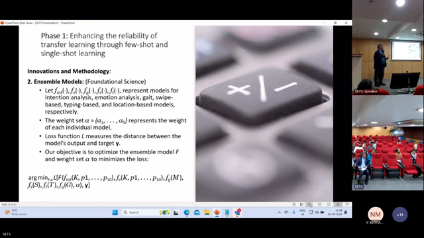And then we define what we call a loss function L, which measures the distance between the model's output and the target. Then our objective function is basically to optimize the ensemble model F and our weight alpha to minimize the loss. So this is the mathematical structure that is being used.